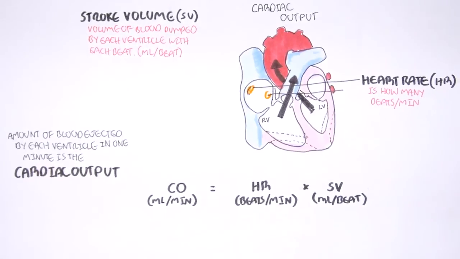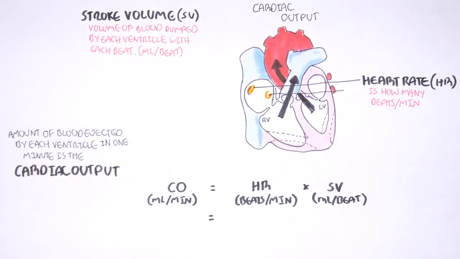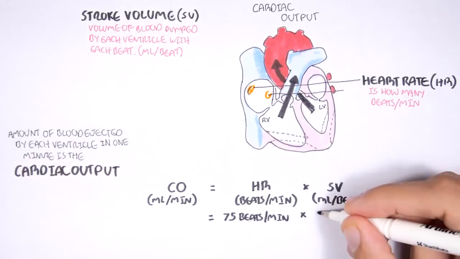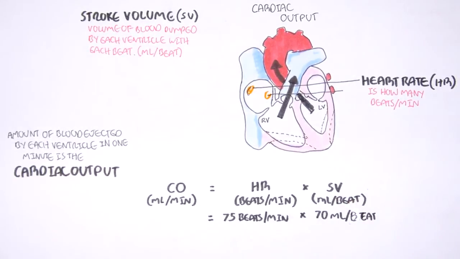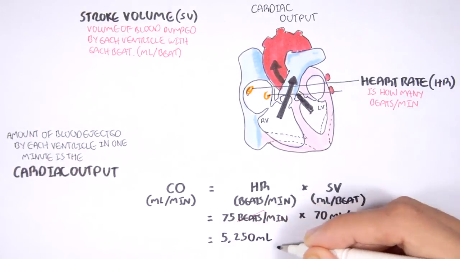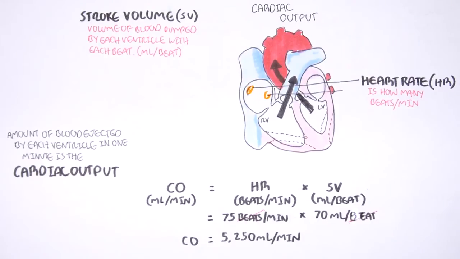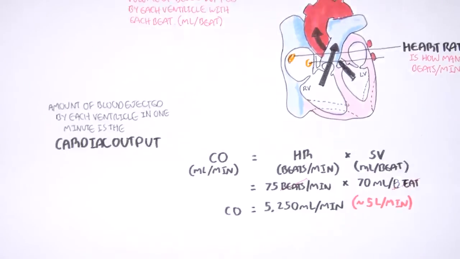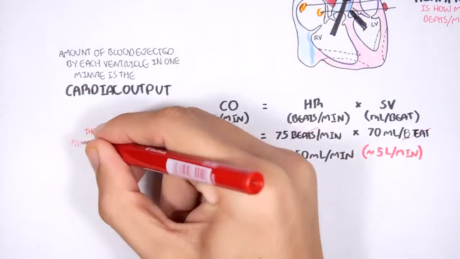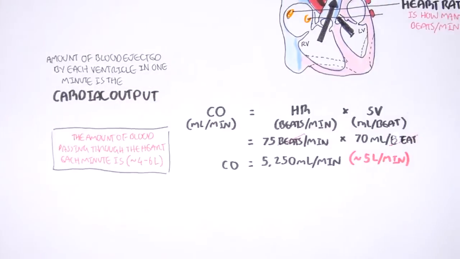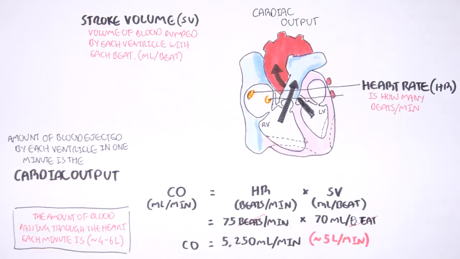So let's look at an example now of calculating the cardiac output. Well, the average heart rate is about 75 beats per minute, and the stroke volume is about 70 milliliters per beat. Cancel the beats out, and we can get a cardiac output of 5,250 milliliters per minute, which is about 5 liters per minute. And this is classified as normal. The amount of blood passing through the heart each minute is about 4 to 6 liters. And this is quite amazing for an organ that is the size of our fists.